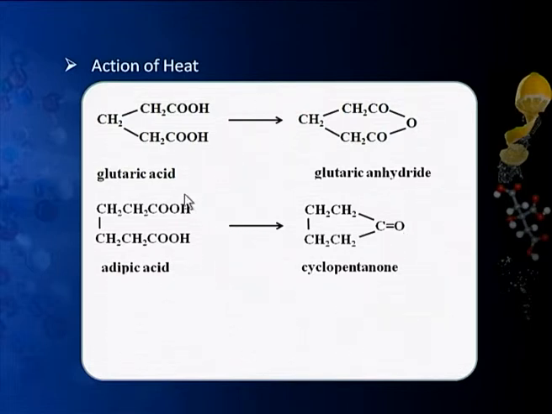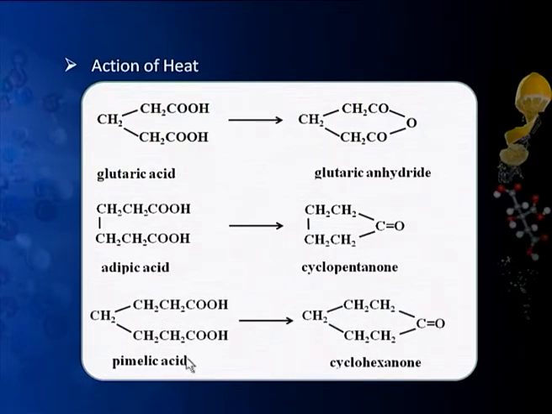Now, here after the loss of the water molecule, a molecule of carbon dioxide is also lost and we get cyclic ketones. Here we get cyclopentanone, and the 7-carbon acid, pimelic acid, on heating gives a 6-membered cyclic ketone, that is cyclohexanone. So, what we find is, if the number of intervening carbons is 0 or 1, decarboxylation will occur and carbon dioxide is lost. If intervening carbons are 2 or 3, we get anhydrides. If intervening carbons are 4 or 5, we get cyclic ketones.